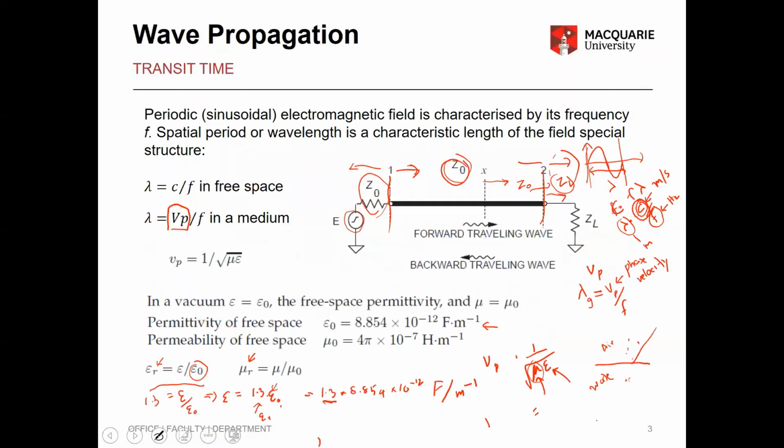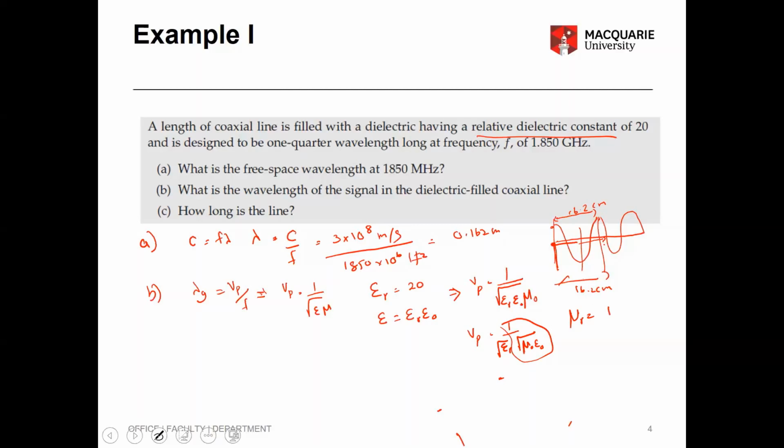If you remember from the previous slide, c is given by 1 over root of mu naught epsilon naught. If you take the epsilon naught and mu naught values, which are given, and calculate that, you will get something like 2.99 something times 10 to the power 8. So now this tells you Vp is c over root epsilon r.